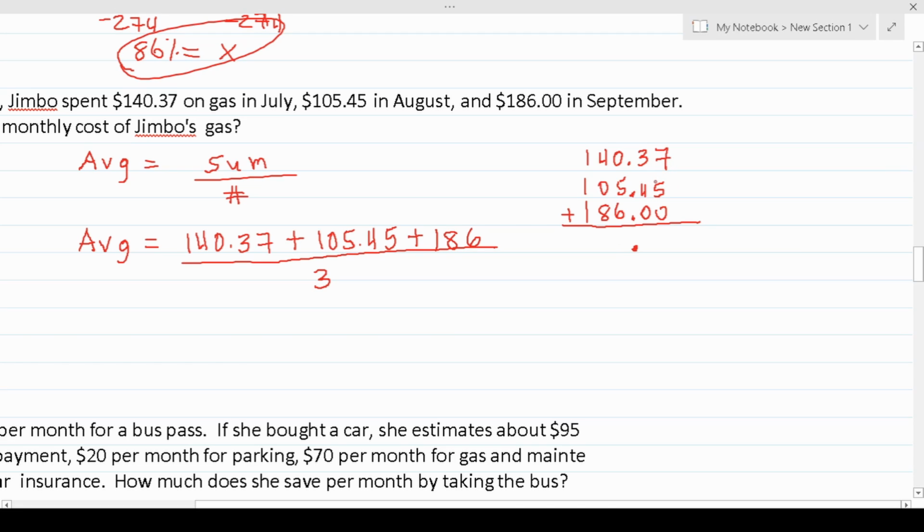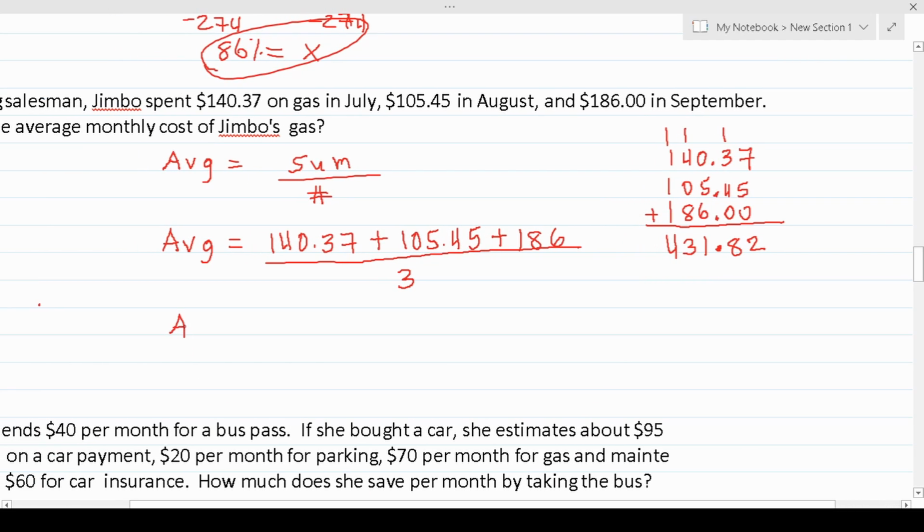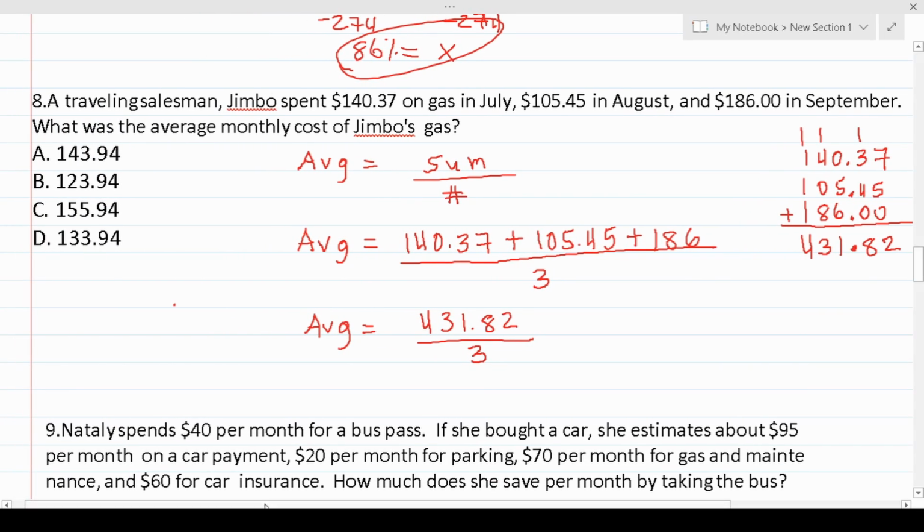7 plus 5 is 7, 8, 9, 10, 11, 12. Carry 1. This is 4 plus 4, which is 8. 5 plus 6, which is 11, so drop down your 1, carry 1. 8 plus 4, 8, 9, 10, 11, 12, plus 1, 13. Carry 1. 1 plus 1 plus 1 plus 1 is 4. So we can see that this becomes average equals 431.82 divided by 3. And now we've got to do this division in order to figure out what this is.